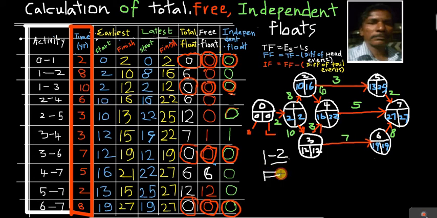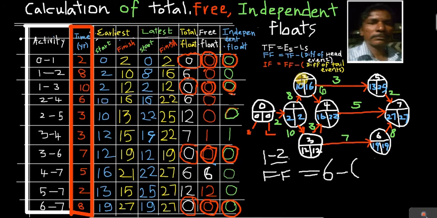So free float, we know that total float. What is the total float for 1 to 2? Total float is 6, minus the difference of the head event. 1 to 2, where is the event? Here, 1 to 2, am I correct? The difference of the head event. This is the head event for this activity.